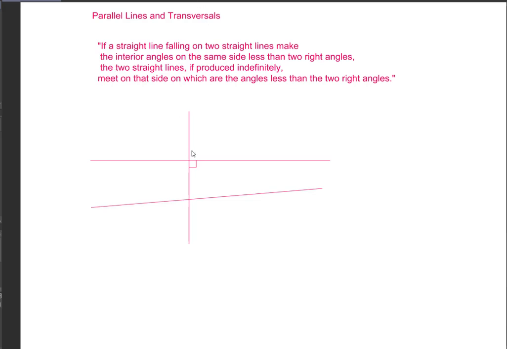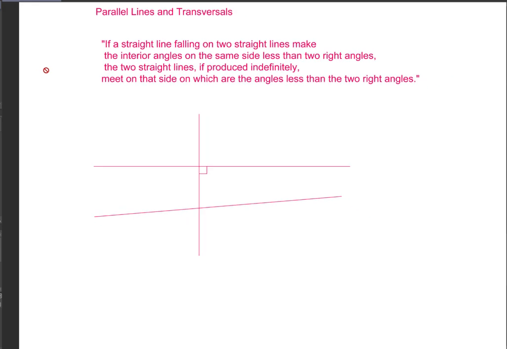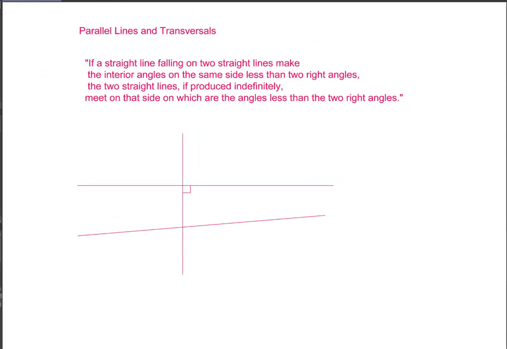Today we're going to be learning about parallel lines and transversals, okay? As we think about this, we're going to be using Euclid's fifth postulate a lot. It was the postulate that he tried to avoid using a little bit. It took him a while to actually invoke it.